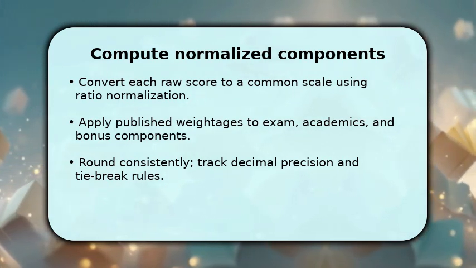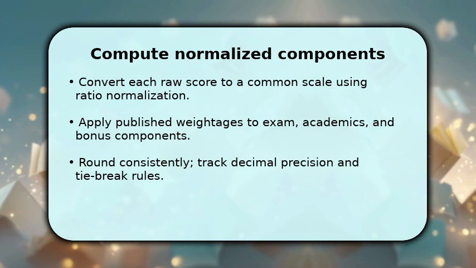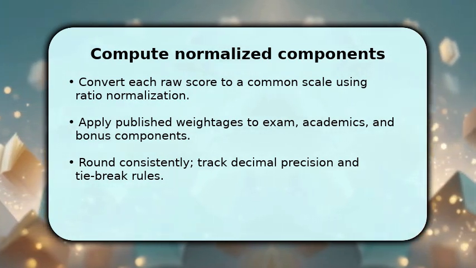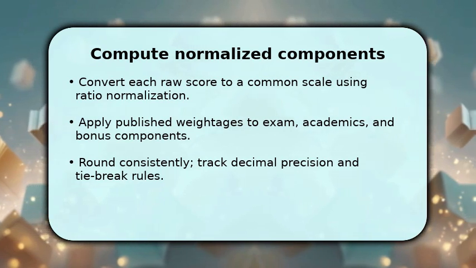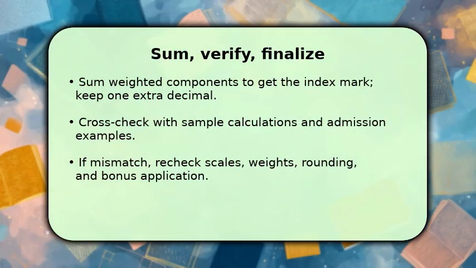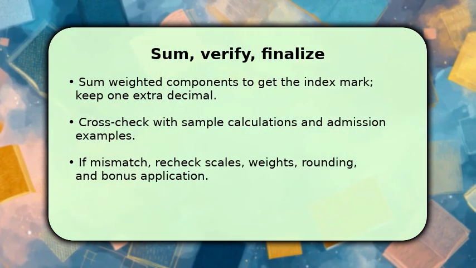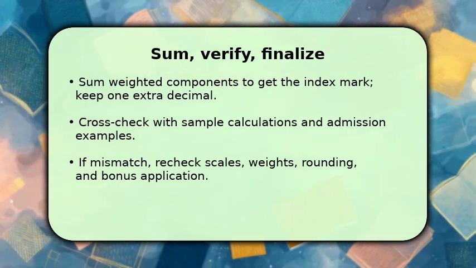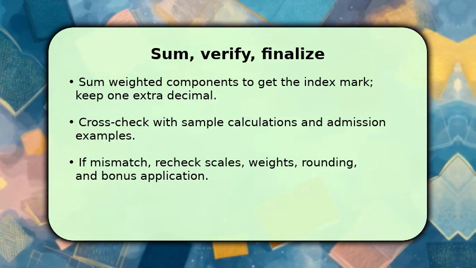If tiebreak rules exist, compute secondary values, e.g. subject marks, birth date, immediately so you can apply them without redoing normalization. You finish by summing the weighted, normalized components to produce the final index mark. Keep one extra decimal for internal verification before official rounding.